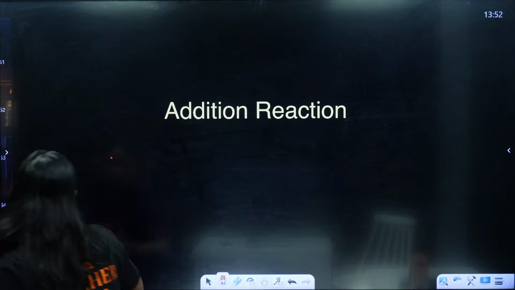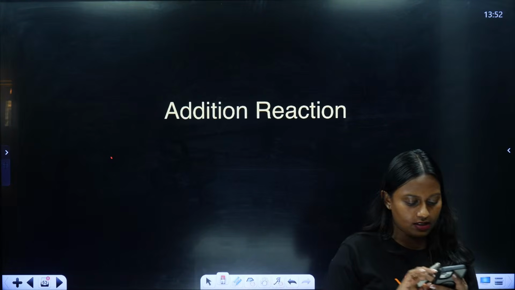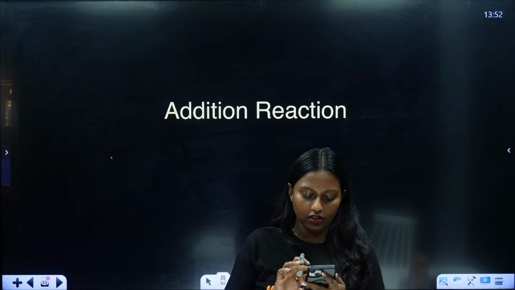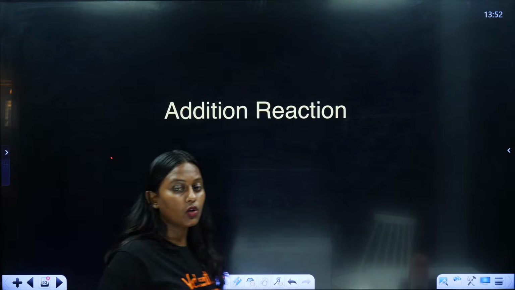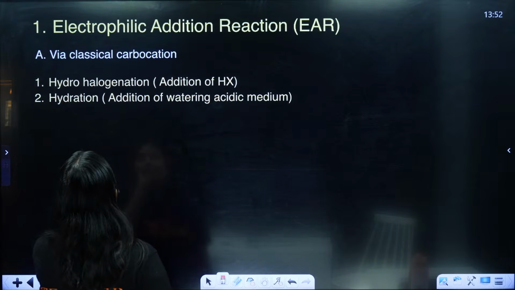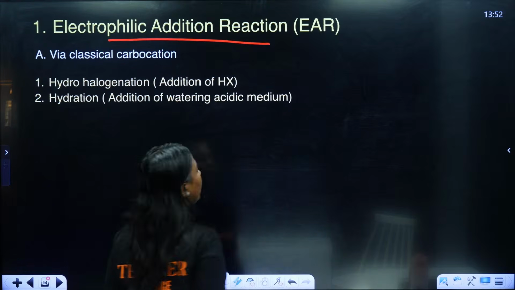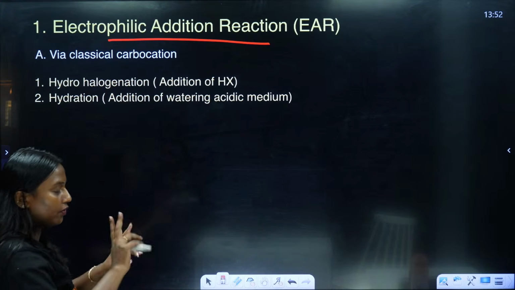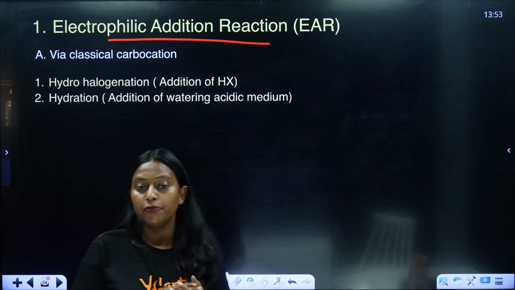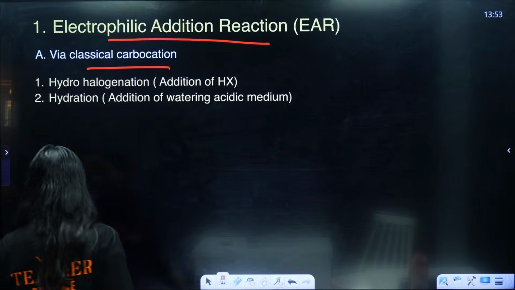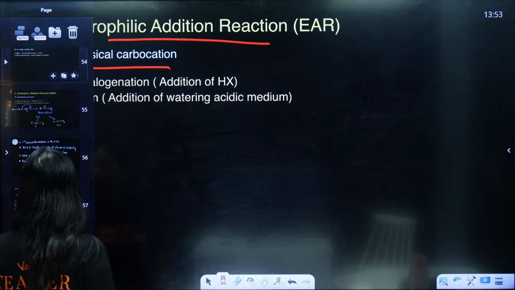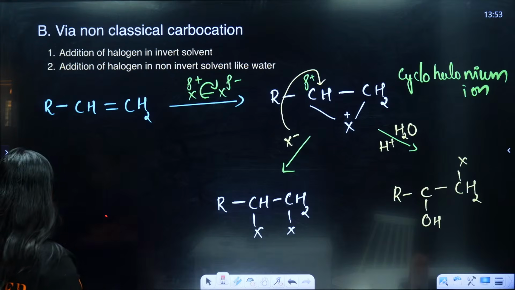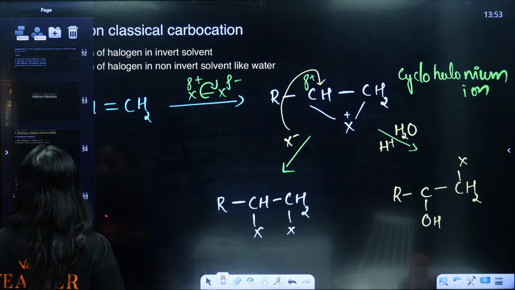Okay, so now we are moving to addition reaction. First I'm going to take electrophilic addition reaction. There are two types of electrophilic addition reaction. The first one is through classical addition, and another is through non-classical addition. I will tell you in detail. This is very important.